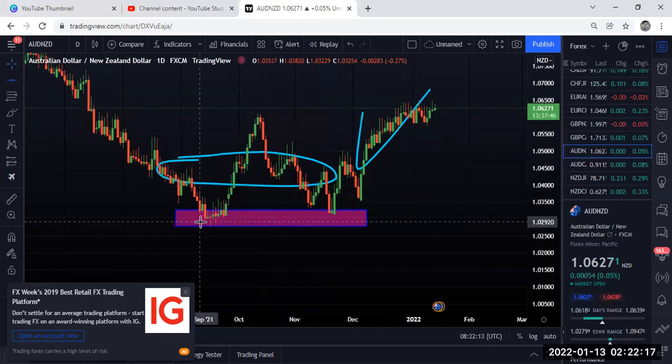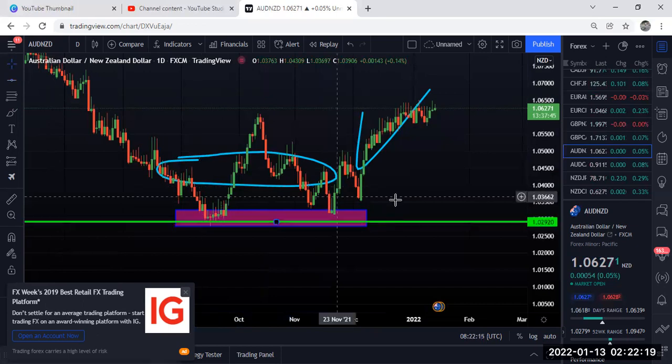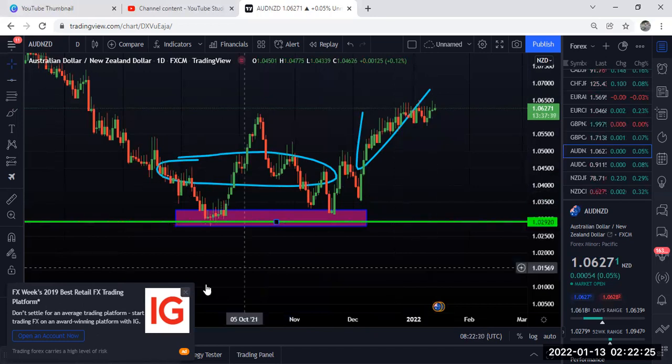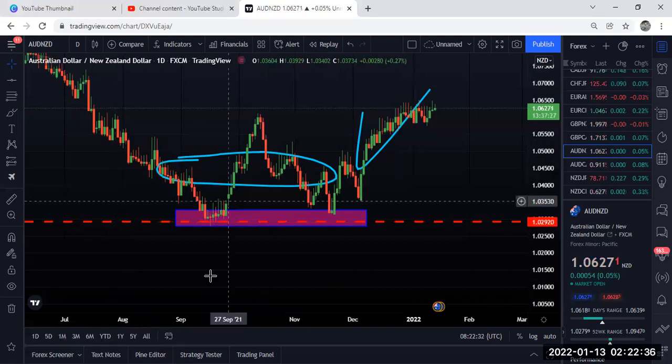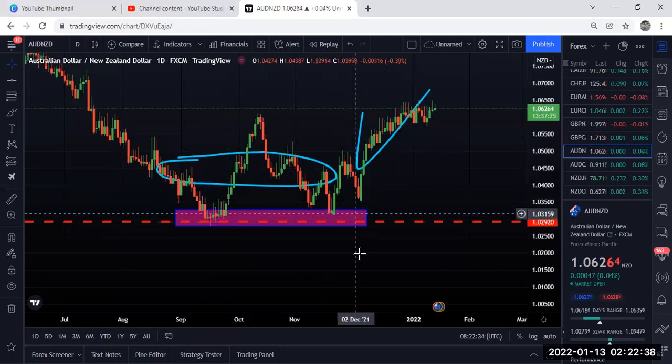So I'll grab me a horizontal line, and I'll mark this one red since I'm going to be buying. I'm going to change the color of this. Give me a moment. I'm going to mark this red, and I'm going to change the line to dashed so I know this is going to be my stop loss.